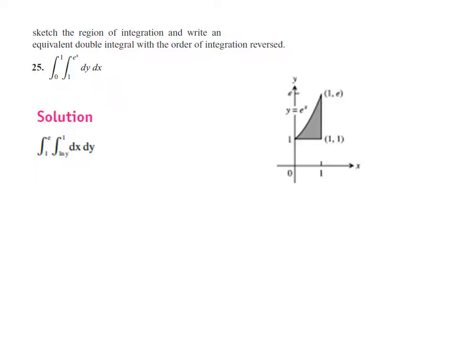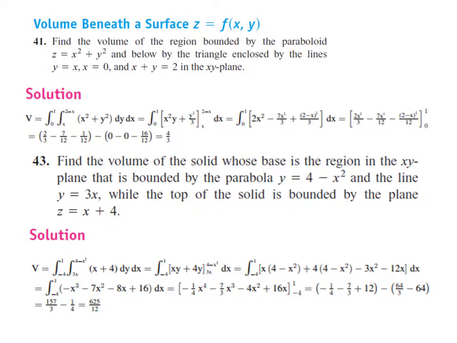The present order of integration is vertical strips, you have to change into horizontal strips. So x enters at the function e power x, ends at x is equal to 1. Therefore x is equal to log y, and then x equal to 1. So y varies from 1 to e, and x varies from log y to 1.